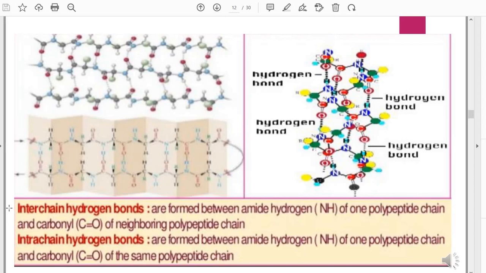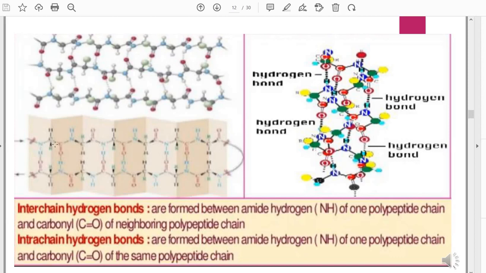Inter is between. Intra is in. Inter is between 2 polypeptide chains. Intra is inside one polypeptide chain. Let's see the figure. This is the beta pleated sheets. They are parallel or anti-parallel. Look at this. This is the N-terminal and C-terminal. So they are anti-parallel. They are anti-parallel.